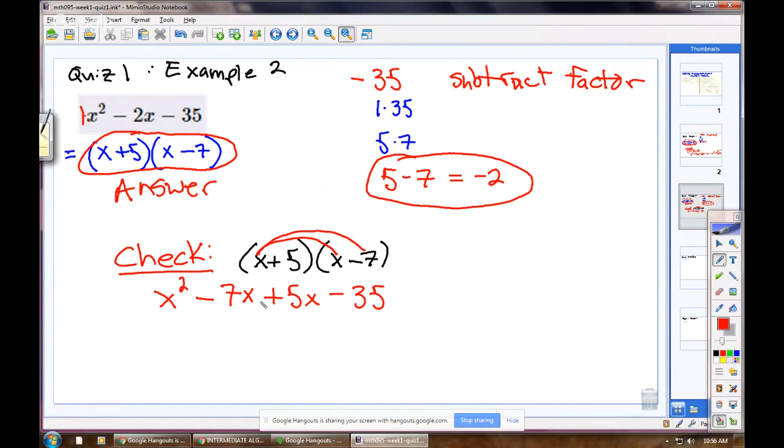Double check the sign. Done distributing the x, now I distribute the 5. 5 times x is 5x. 5 times negative 7 is negative 35. Looking good. Any like terms? Yep, right in the middle. Negative 7x plus 5x, I think that's a negative 2x, a negative 35, and an x squared.